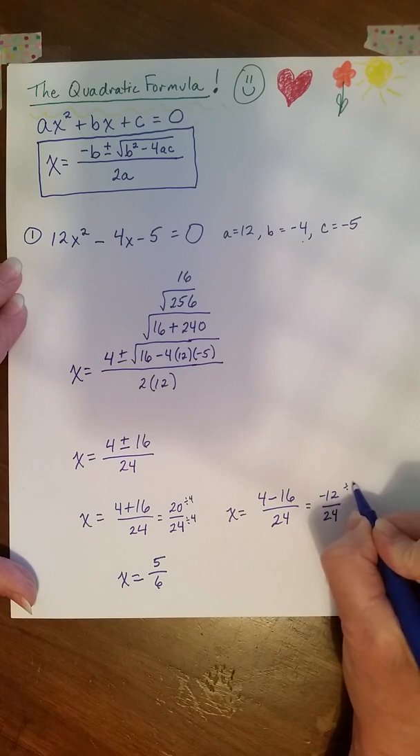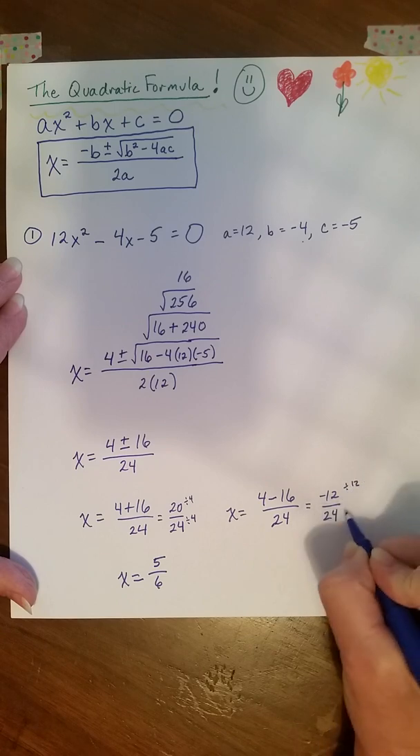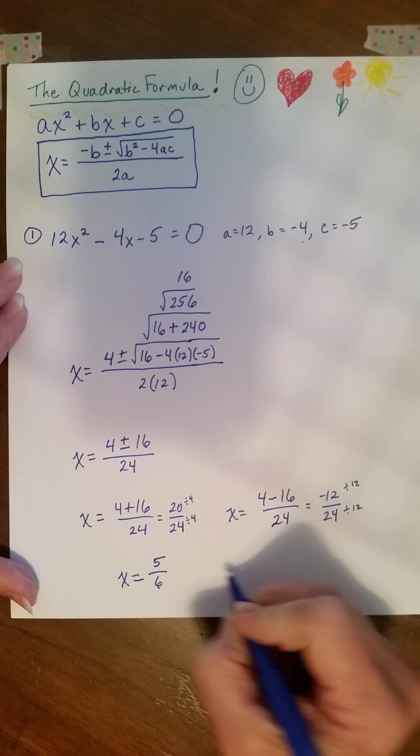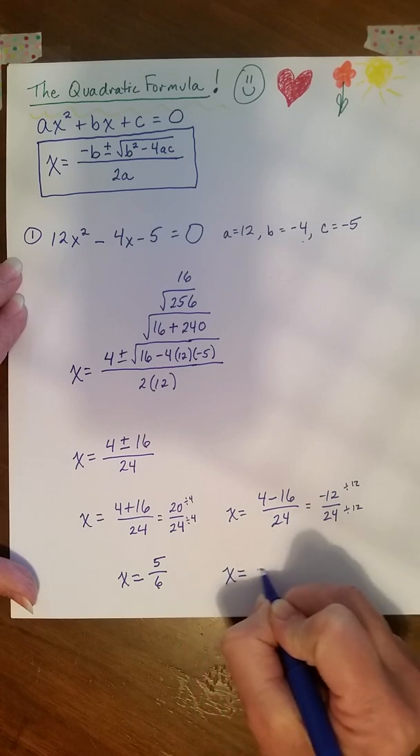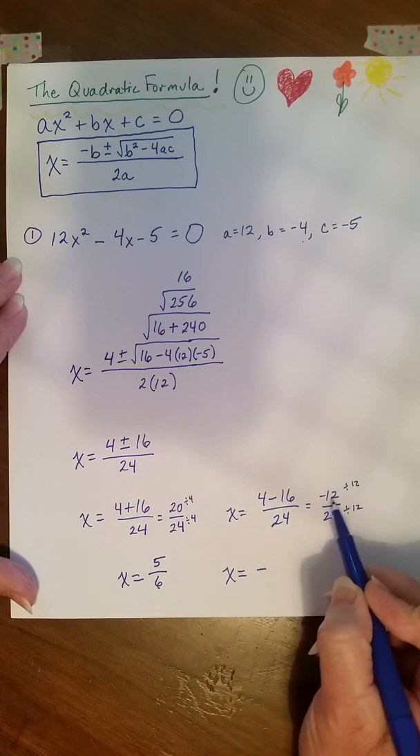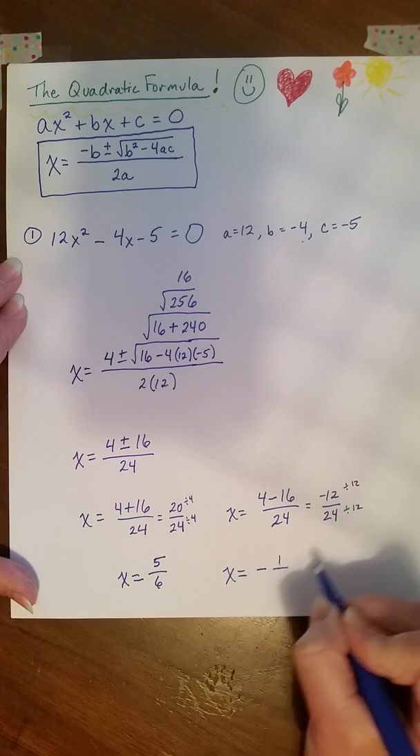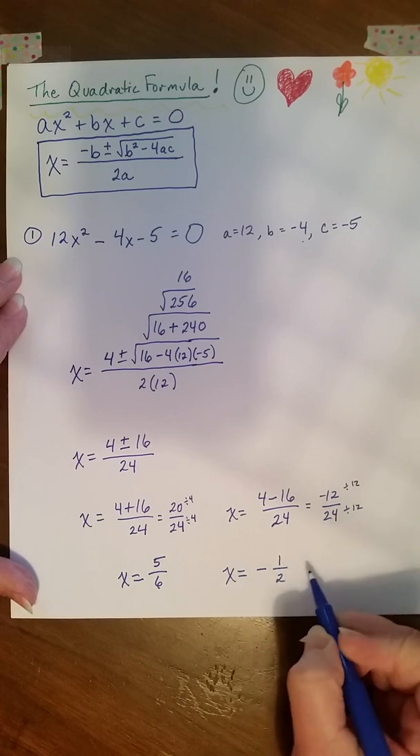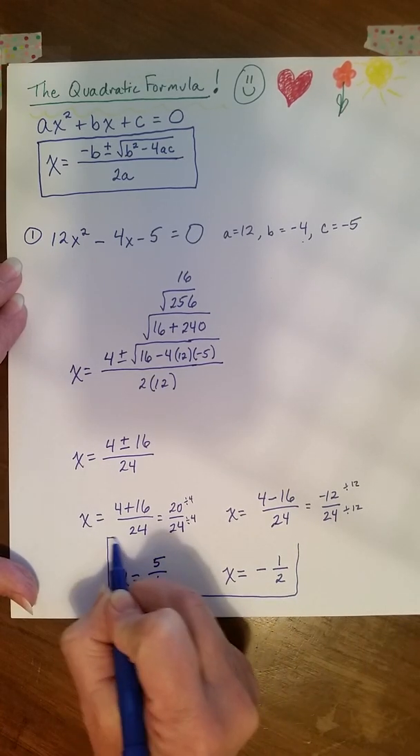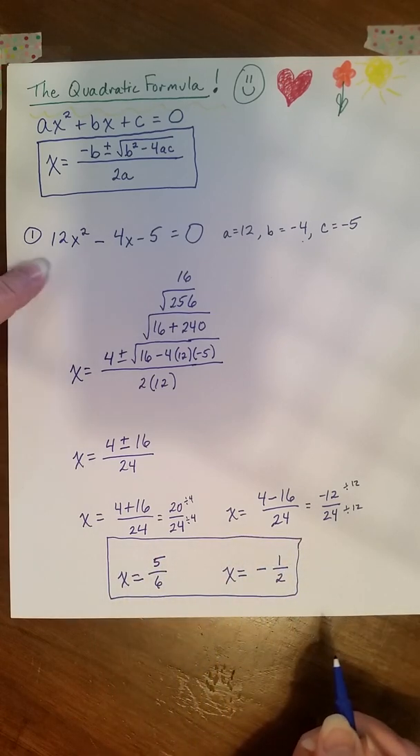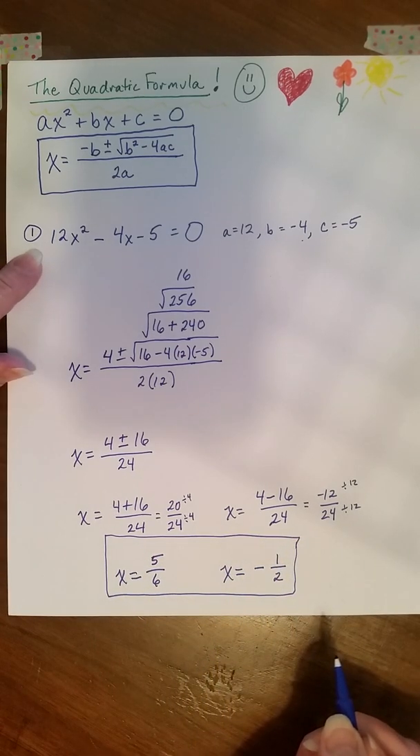Those are both divisible by 12. So I have x equals negative, because I have a negative in the numerator, 12 divided by 12 is 1, 24 divided by 12 is 2. So these are my two answers for this quadratic equation.